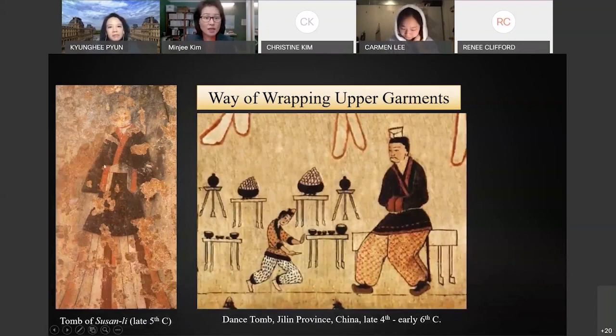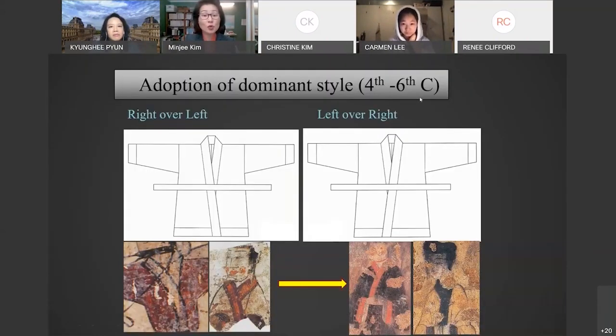In East Asia, the way of wearing upper garments was linked with the manifestation of ethnic identity and civilized status. So if you see this image, the lady is wearing her upper garment left over right, so left panel over right. But if you see this image, this man is wearing right over left. So during the 4th to 6th century Goguryeo period, the way of wearing the upper garment transitioned from the right over left style to the left over right style.